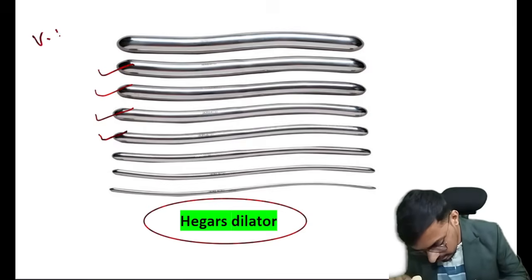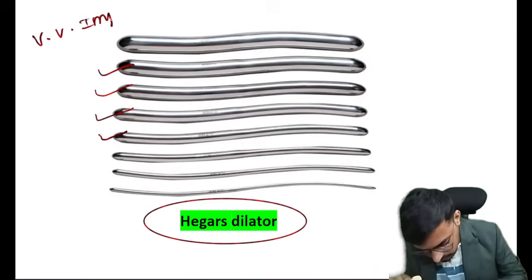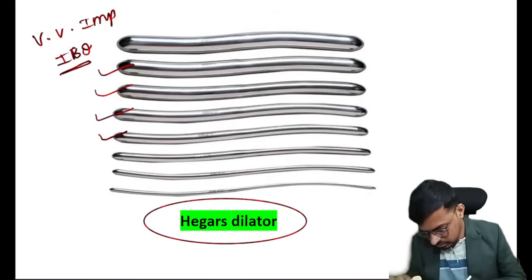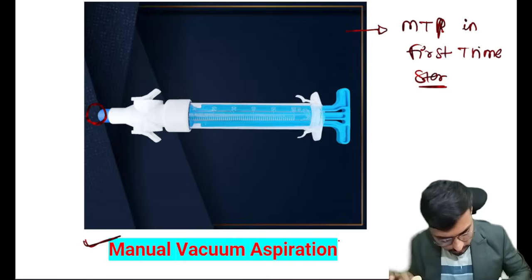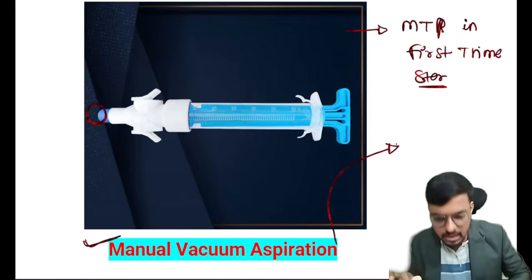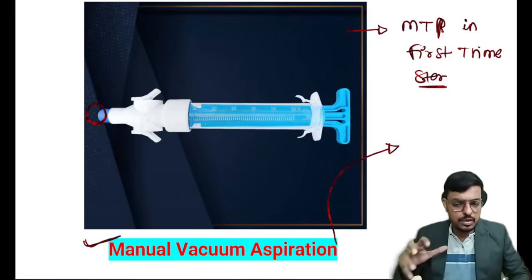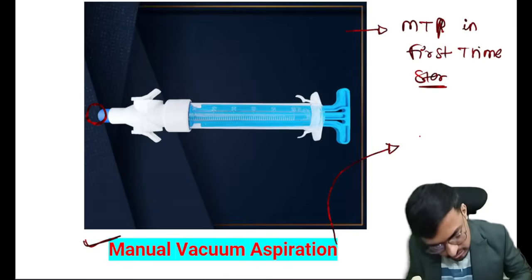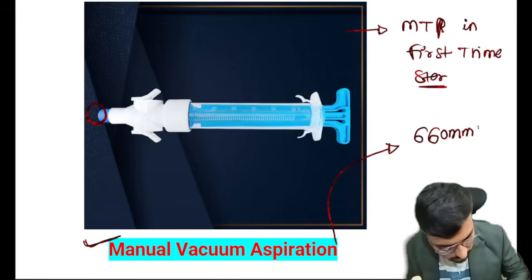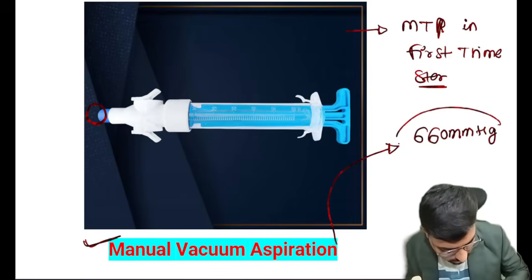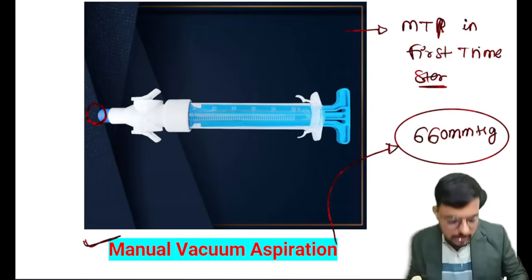It is a very, very important image-based question. The question has already been asked in NORCET: Hegar dilator, Karman cannula, and manual vacuum aspiration. For this, last time they asked how much pressure this particular syringe creates. The correct answer is 660 mm of Hg. This is a very, very important thing to keep in your mind.